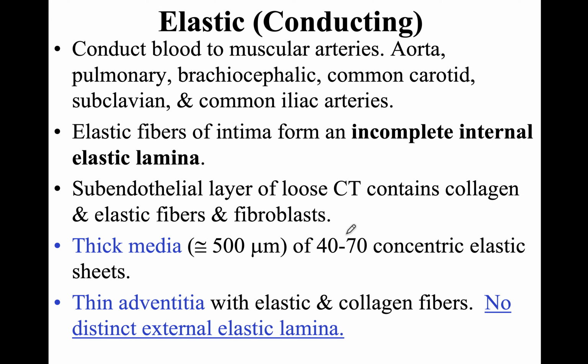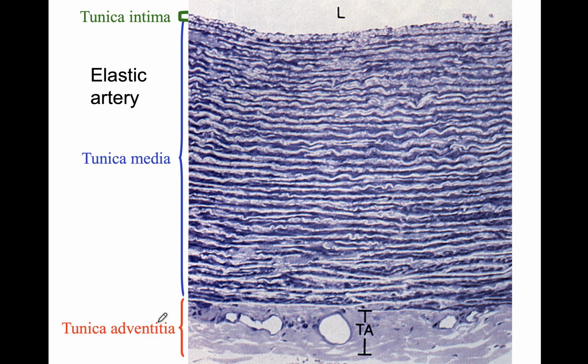They have elastic fibers. These elastic fibers of the intima form an incomplete internal elastic lamina, and it's not easy to differentiate the internal elastic lamina from the middle layer, which is the tunica media. Underneath the endothelium, we have a subendothelial layer of loose connective tissue. Tunica media is very thick, containing between 40 to 70 concentric elastic sheaths which surround the artery. The adventitia usually is thin and composed of elastic and collagen fiber.